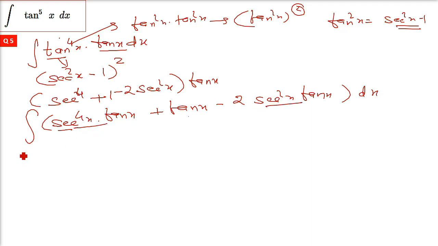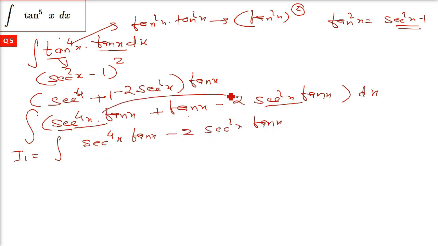So we call it as I1, which is the first and the third term I am taking, because they can be integrated in the way we have done the previous 4 questions. So first one will be sec raised 4 x tan x. tan square x is sec square x minus 1. I'll just do it, but let me just add the third term first. And let me tell you that the middle term, which is tan x, was taken or will be taken as I2.